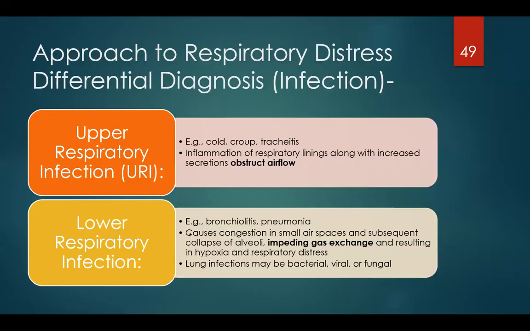So approach to respiratory distress. Once again, we want to assess the airway. We want to make sure that this child is closely monitored. We do not have a lot of room for children to go south. If we're worried about infection, we want to think about, is this an upper airway infection or a lower airway infection? Upper airway is going to be your normal URI, coronavirus, croup, tracheitis, okay? Something in the upper airway.